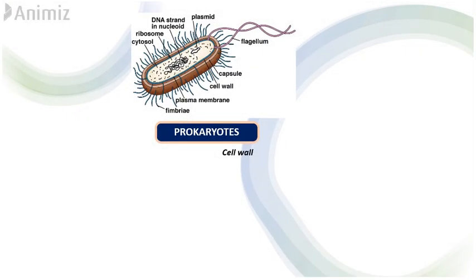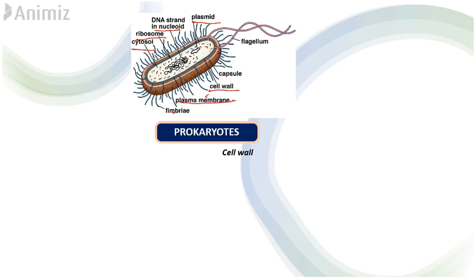Okay, let's talk about the first kingdom, which is kingdom prokaryotes. So this is a cell of a prokaryote. All prokaryotes contain plasmid, cell wall, plasma membrane, cytosol, ribosome, as well as a DNA strand in the nucleus, which is a region that contains DNA, a region in the cytoplasm.